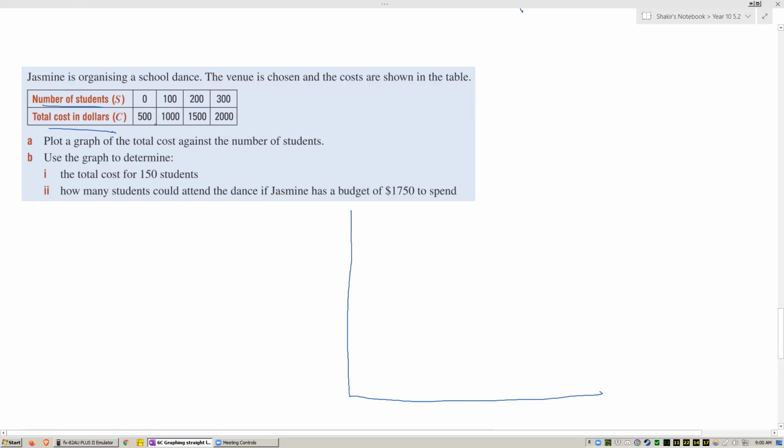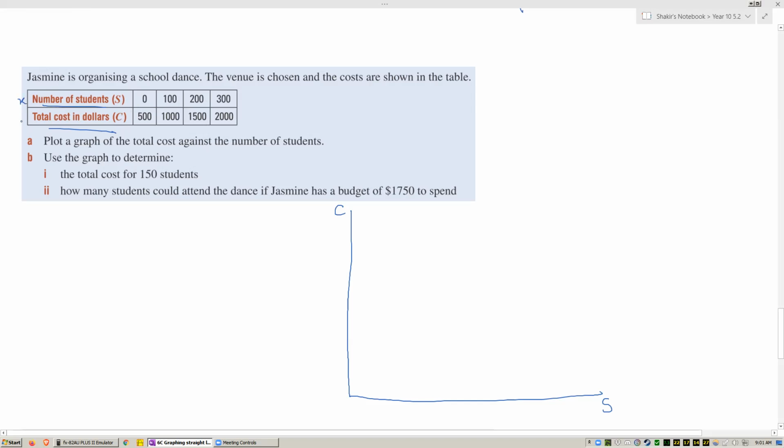Students will go over here. Costs will go over there. As a general rule, one of these two variables is going to be the thing that decides the other one. We call that dependent and independent. So over here, the cost is going to be decided by the number of students. So C depends on S. C is dependent on S. S is independent. C is dependent.